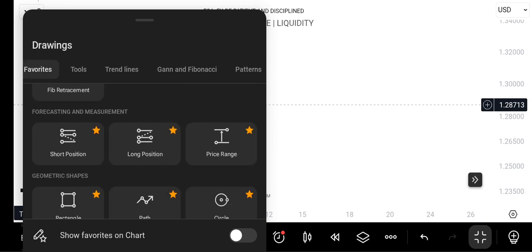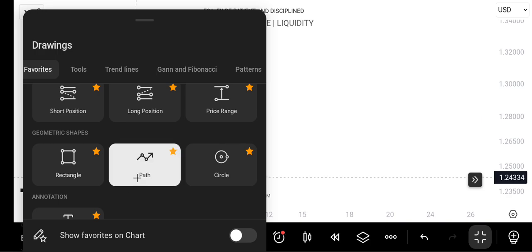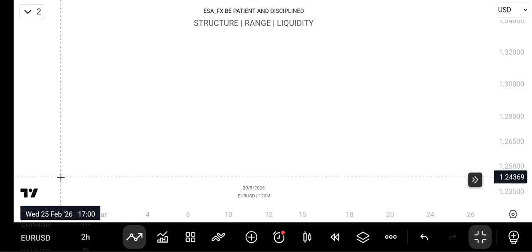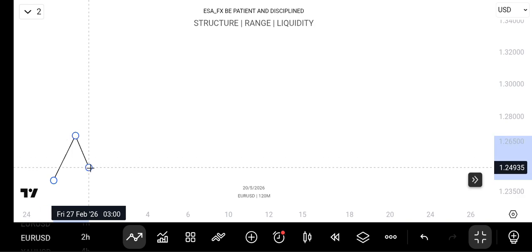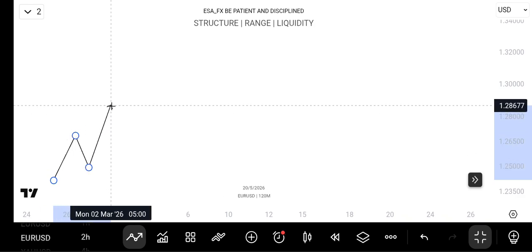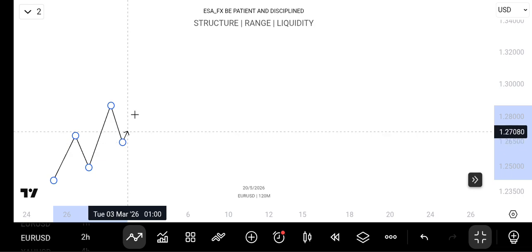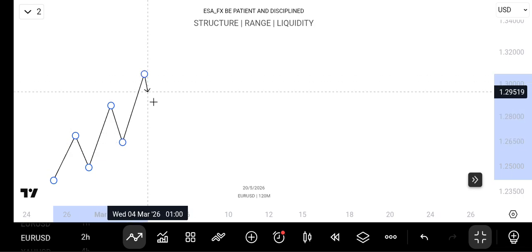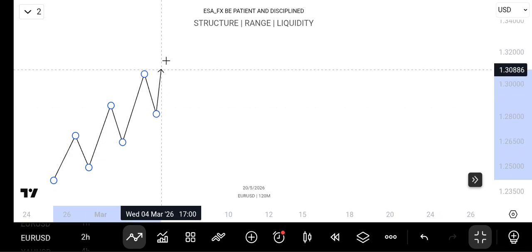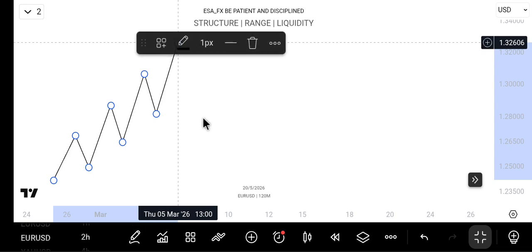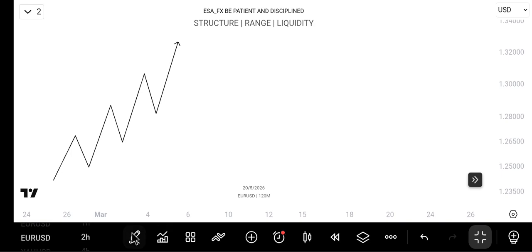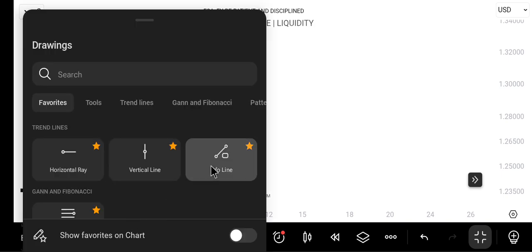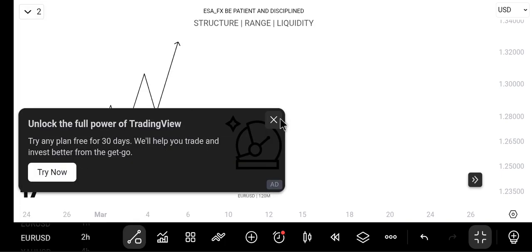Uptrend movement basically is where price tends to create higher highs and higher lows. So price keeps breaking structure to the upside. Price breaks structure to the upside continuously, creating a trend to the upside. This is basically what the uptrend movement is. Price keeps creating breaking structures to the upside like this.